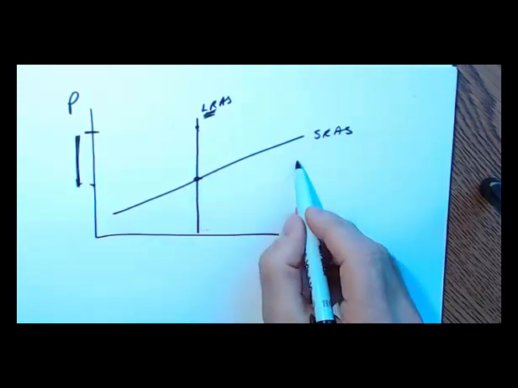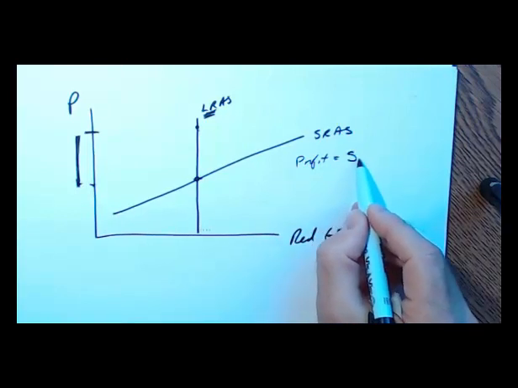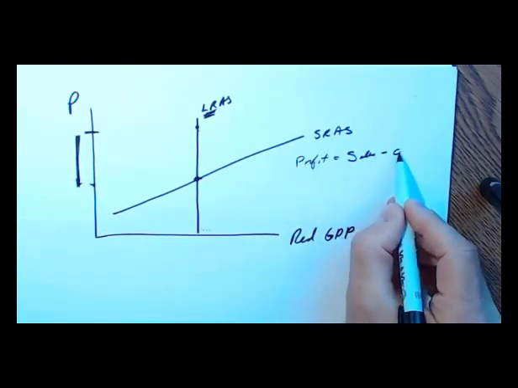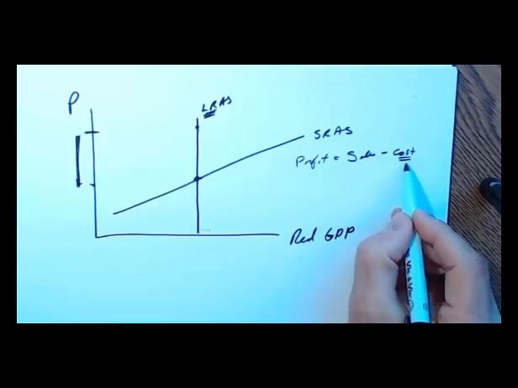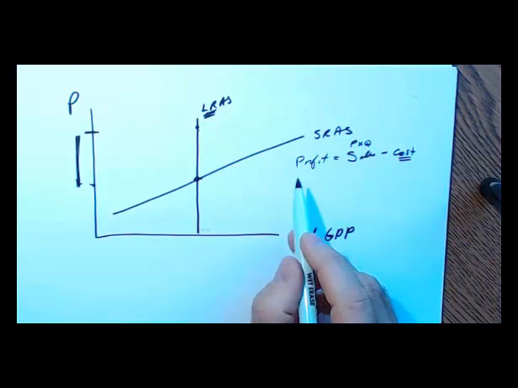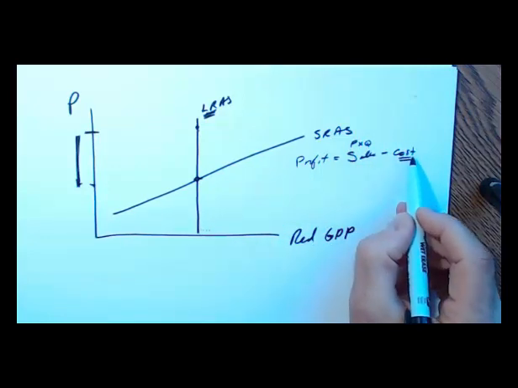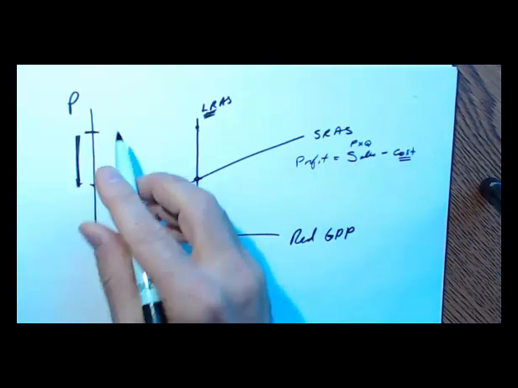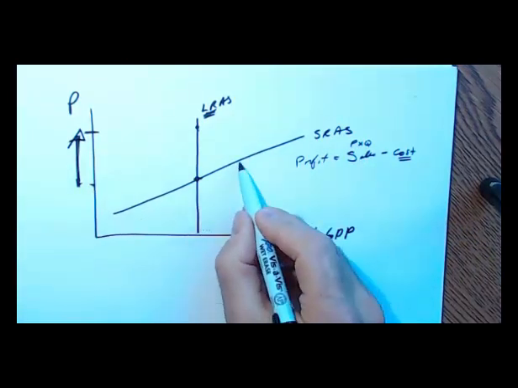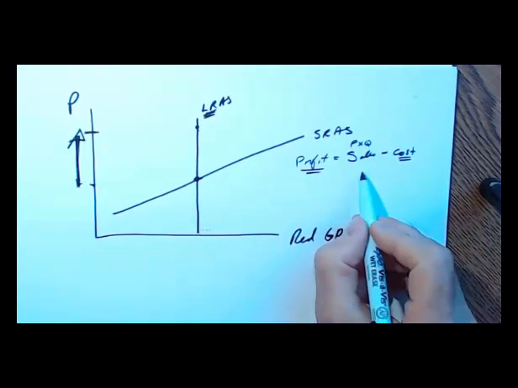Remember, profit equals sales minus your costs, and your costs are driven a lot by nominal wages, and sales is P times Q. So if in the short run your costs are somewhat sticky, and prices go up, we're running up along this aggregate supply curve in the short run. But if everything is flexible, profits remain constant.